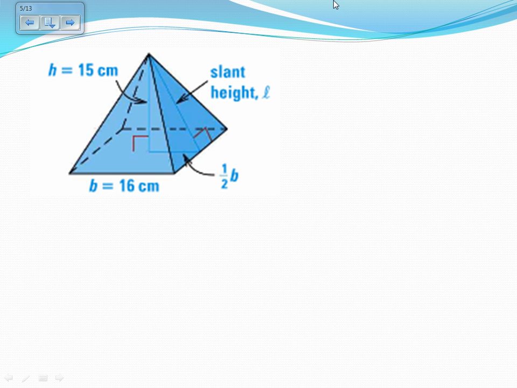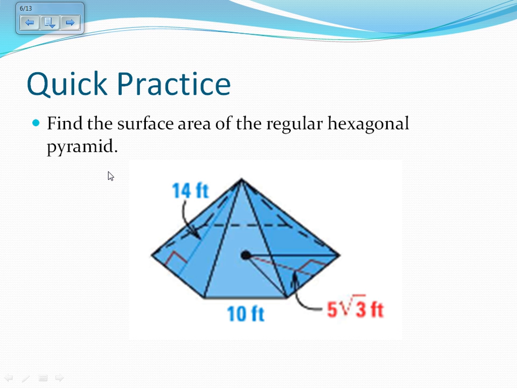There's what we did. They did it a different way. Notice the base is 16. There's a nice looking pyramid, I wish. Their height is 15. The slant height, an L is usually used for slant height, but you can pick whatever variable you want. And then notice that this is half the base because it's half the way along. Exactly what we did. All right. We'll stop there.